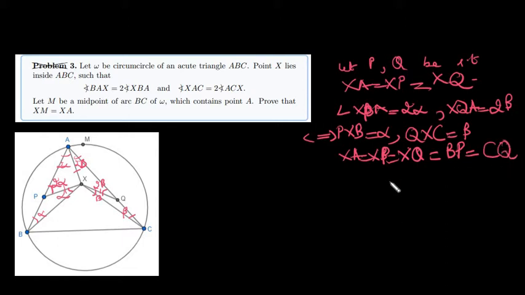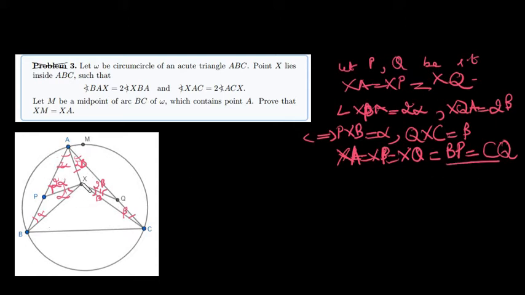So this is 2 beta and this is beta. QXC is beta. But this tells us something more, because this is now another isosceles triangle. So PX is now also equal to PB. So in this list of equal things, I can now add: I know that XA is equal to XP is equal to XQ, which is also equal to BP and CQ. So these are a lot of equalities that we now have.